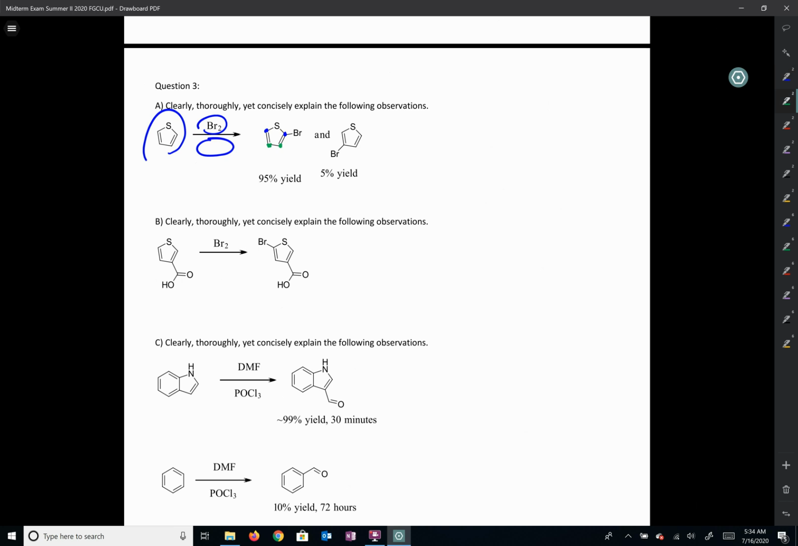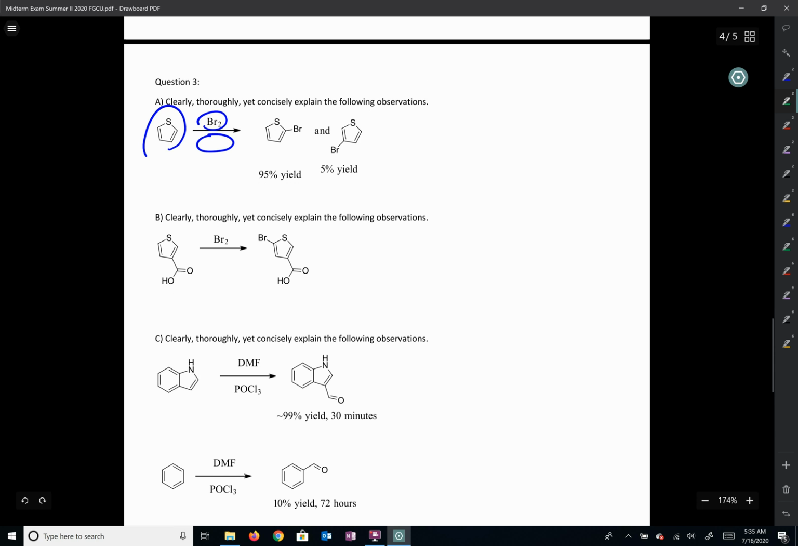Remember, and this was a confusion, ortho, meta, and para are only on benzene rings. Anywhere else you describe it with numbers or something like that, right? So just be careful of that. I didn't necessarily count off for that. Just be careful, right? Be very deliberate with how you're describing things.